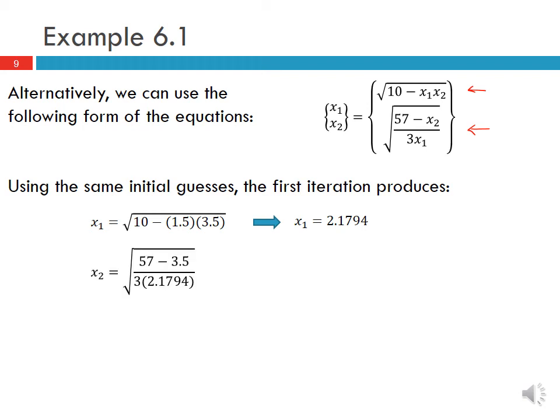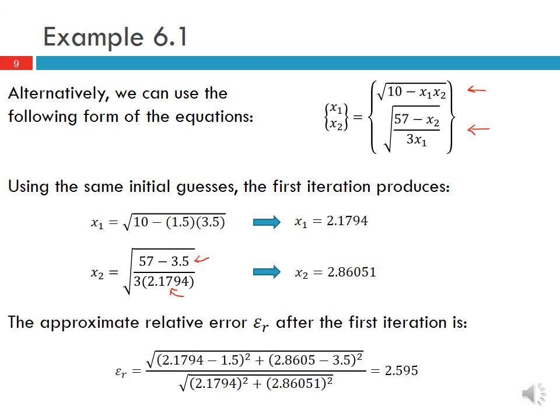Then we do the same for x2. And again, we're using our most recent value for x1 and our previous value for x2, because that is our most recent value for x2. So our new value for x2 is now 2.86051. And the approximate relative error can be calculated after the first iteration as shown here. So in the numerator, we've got the norm of our current estimate minus our previous estimate divided by the norm of our current estimate. So epsilon r is 2.595.